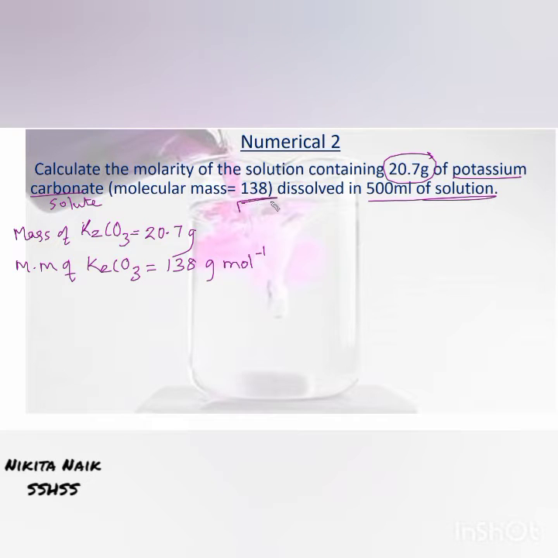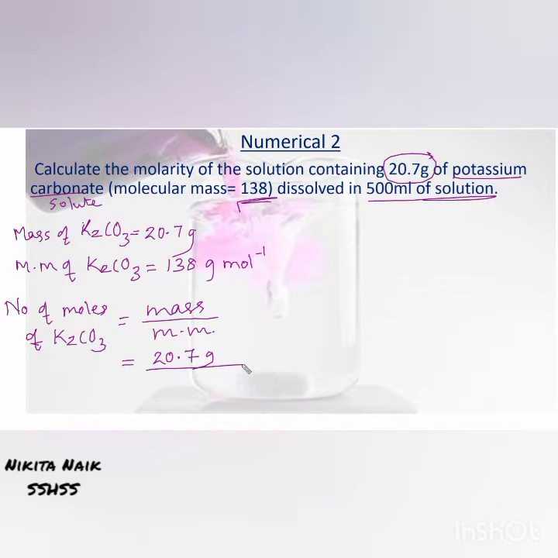This is also given. Now we can calculate number of moles of K2CO3 by using the formula mass of K2CO3 divided by molar mass of K2CO3, which will be equal to 20.7 gram divided by molar mass 138 gram per mole, and the answer is 0.15 mole.